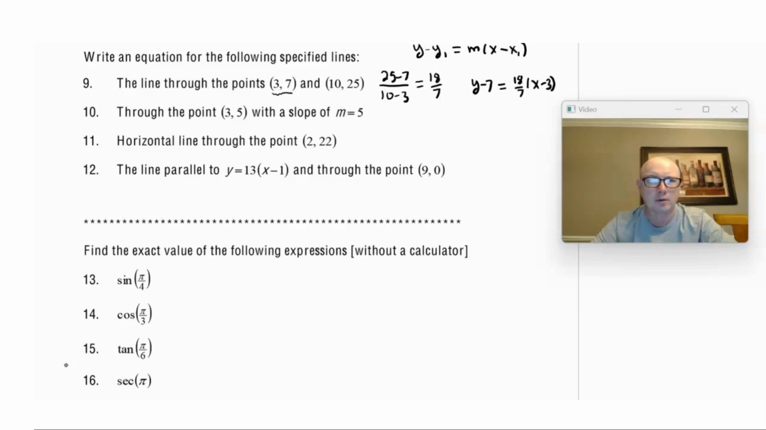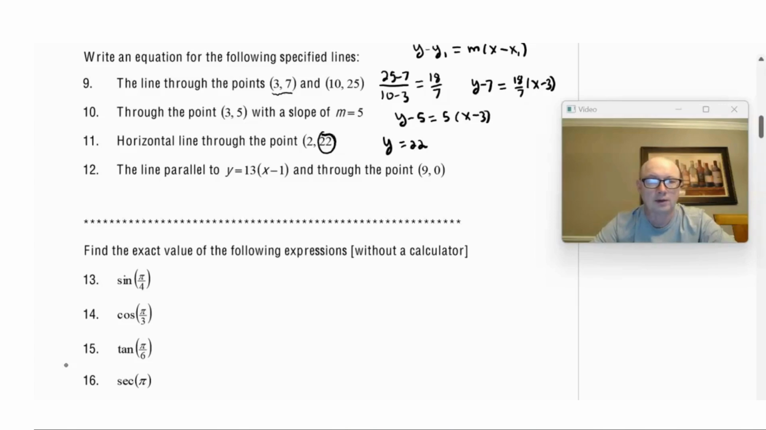All right, the next one, we want to go through the point (3, 5) with a slope of 5. So again, we're going to use point slope form: y minus 5 equals the slope of 5 times x minus 3. Number 11, we have a horizontal line through the point (2, 22). For a horizontal line, we're just going to look for the y value here, so it would just be y equals 22.